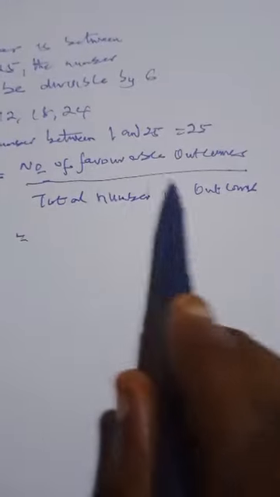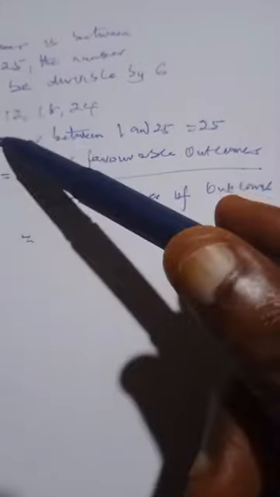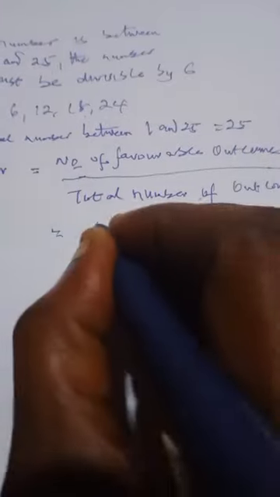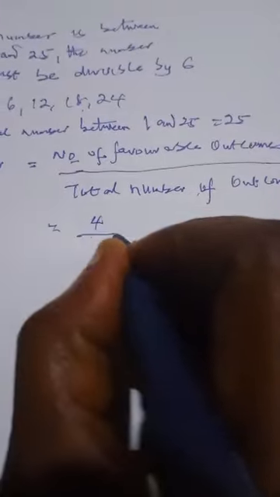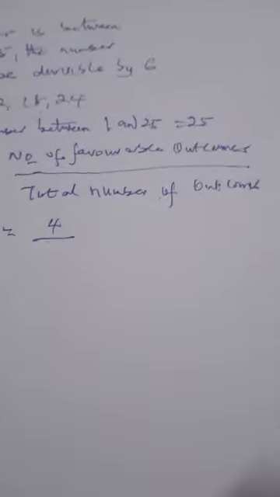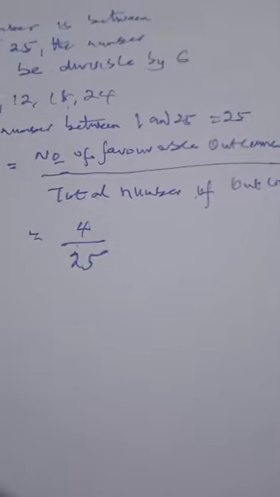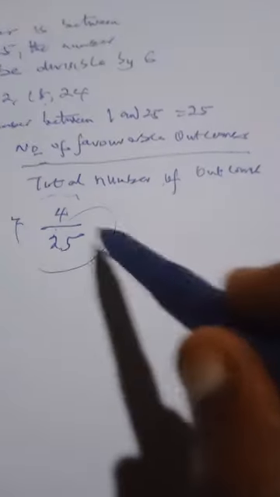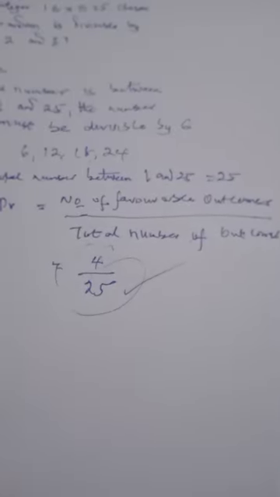So, the number of favorable outcomes is this 6, 12, 18, and 24, which is 4 of them. So, the number of favorable outcomes will be 4 divided by the total number of outcomes, which is equal to 25. The number of items there, that is 25. That's all. This is the answer. It is as simple as that.